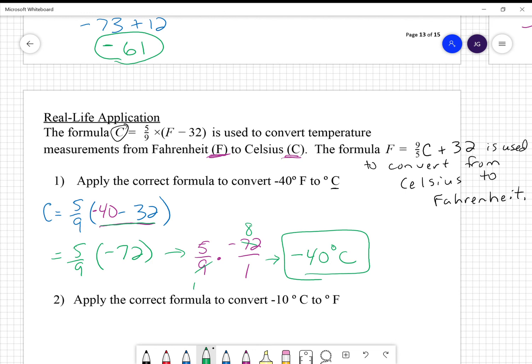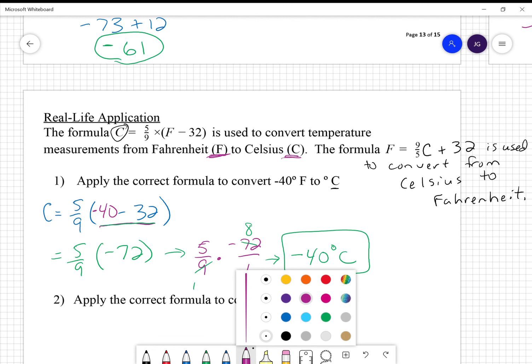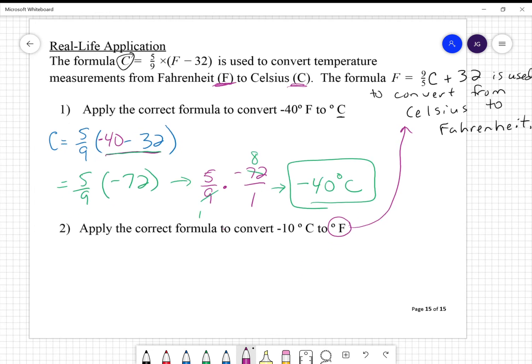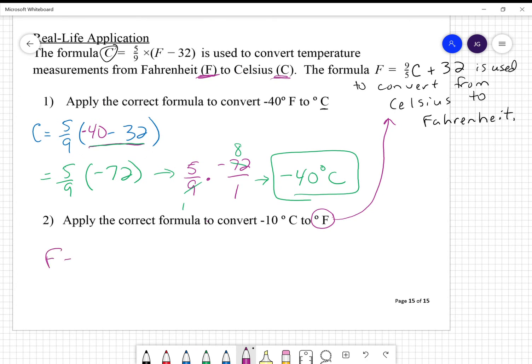Apply the correct formula to convert negative 10 degrees Celsius to Fahrenheit. So I want to end up with Fahrenheit, which means I want to use that formula. Fahrenheit equals 9/5 Celsius plus 32. But instead of Celsius, I'm going to put in negative 10.